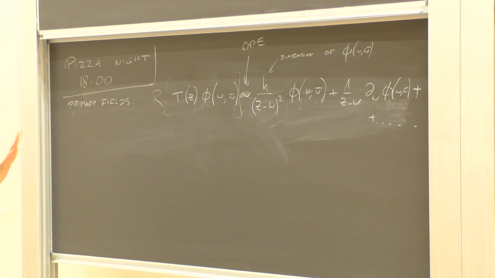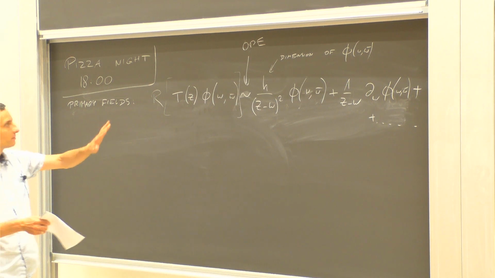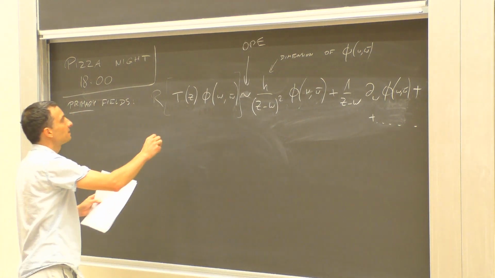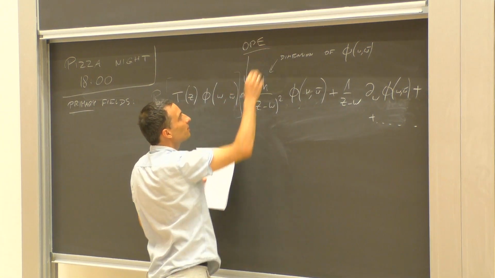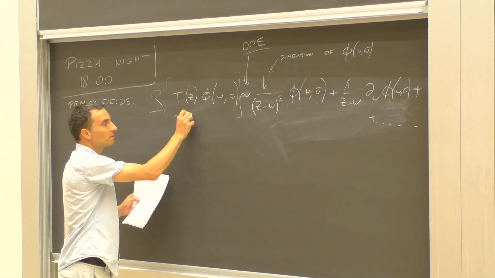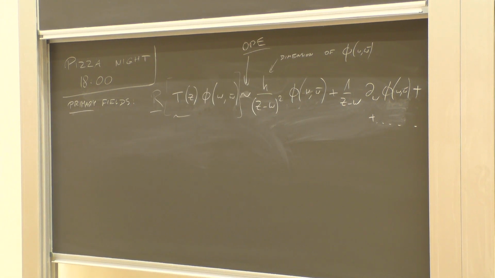All right, so that was one issue we discussed. Everything here is important: that these are primary fields, that we have this radial ordering, that this is the OPE, and that the energy momentum tensor plays an important role, and all that is in that expression.